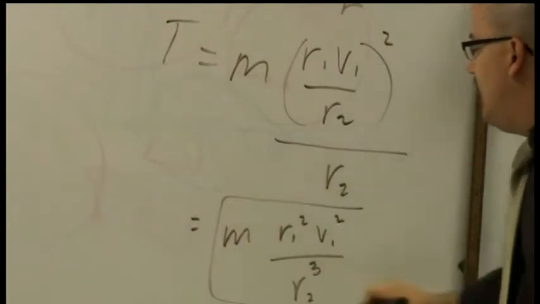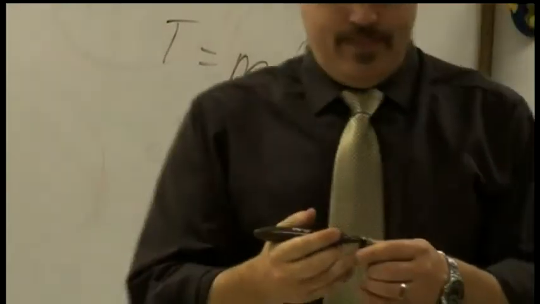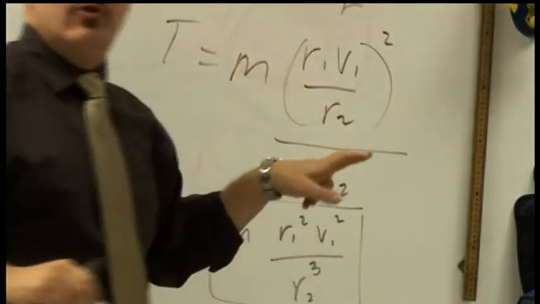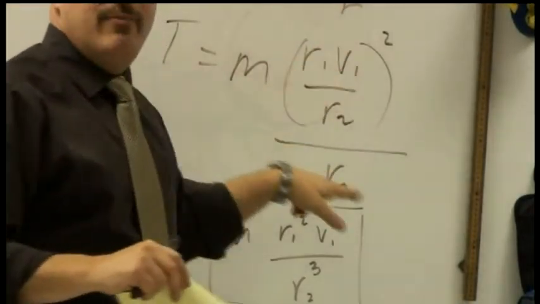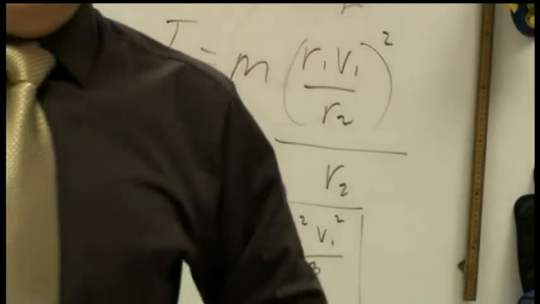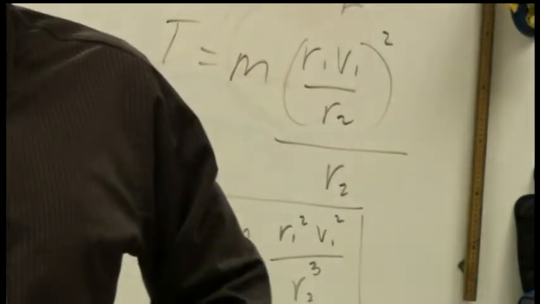That's our tension. That's right. Why to the third power? Because R2 squared divided by R2 gives you R2 cubed. Oh, I got it. Not as pretty.